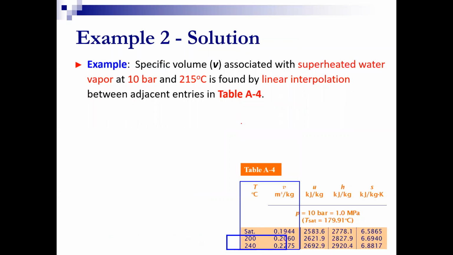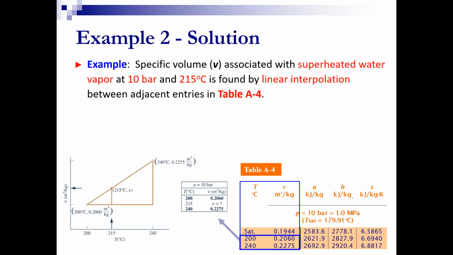Here is the solution. This is my table, table A4. As soon as we found out from table A3 that we have superheated vapor, we go to table A4. At 200 degrees Celsius, I know that the specific volume is 0.2060. At 240, it is 0.2275. I've put them in this table. This table is very important.